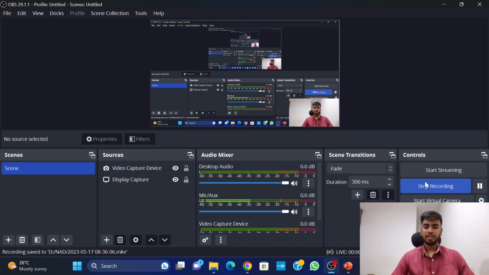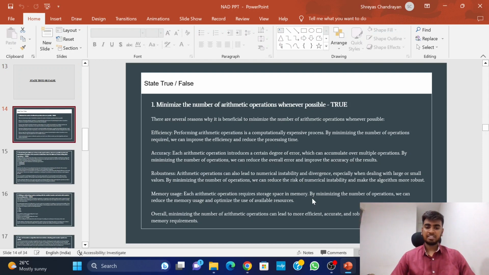Now let us see whether the given statements are true or false. The first statement says: minimize the number of arithmetic operations whenever possible. It is true, as there are several reasons why it is beneficial to minimize the number of arithmetic operations whenever possible. First is efficiency. Performing arithmetic operations is computationally expensive.